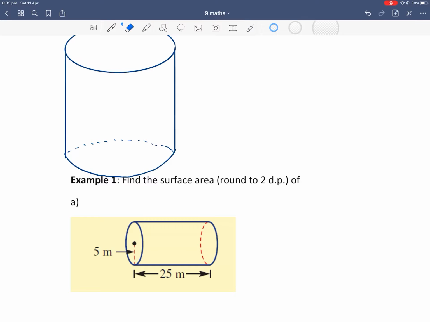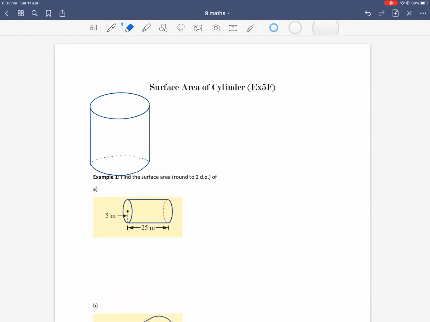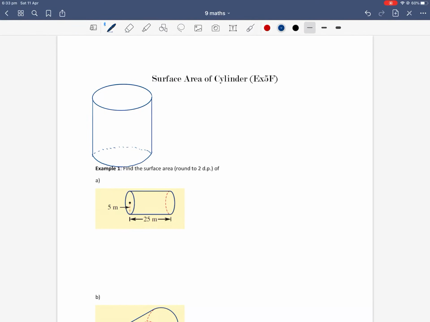So a cylinder can be defined by the radius of the circle. Radius is the distance from the center of the circle to the edge. So radius r. And we also can define a cylinder using the height of the cylinder, which we call h.